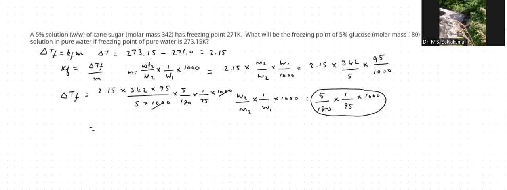The 95 will go off. And this 5 will go off. And what remains is 2.15 into 342 divided by 180. So if you do the simplification, you are getting 4.085 Kelvin. So this is the depression in the freezing point.